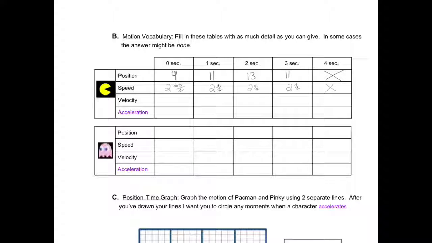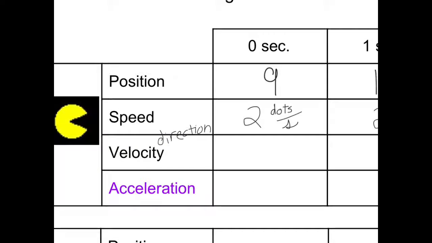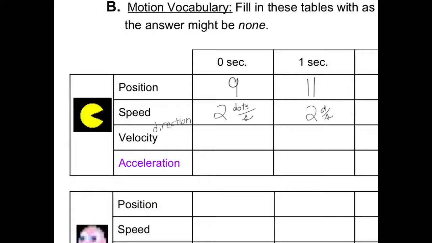For part B, you need to fill in the boxes here to indicate that you understand the motion vocabulary. I went ahead and did position and speed. I'm going to continue to go kind of quickly through this because we have already done this in class together. But now before we add velocity here, I want you to think, what is the difference between speed and velocity? There is a one-word answer: direction. So for velocity, it will be the same as the speed, but add direction. We can use positives and negatives to define the direction.